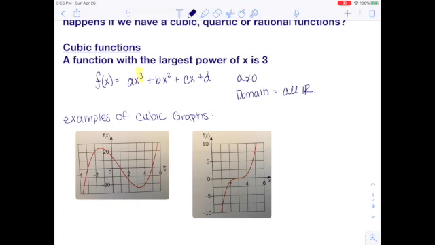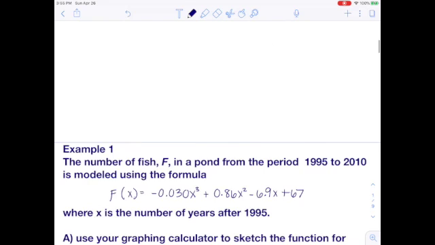So you want to pause this and go get your graphing calculator if you need it, or bring up Desmos. Your domain is all real numbers, so you can plug in any x value that you want into these functions, and they will be defined.